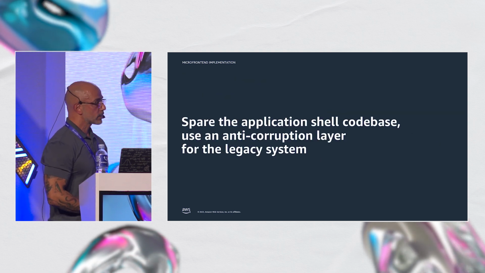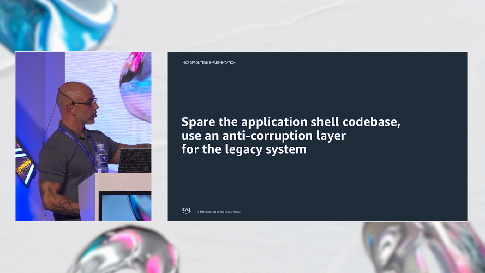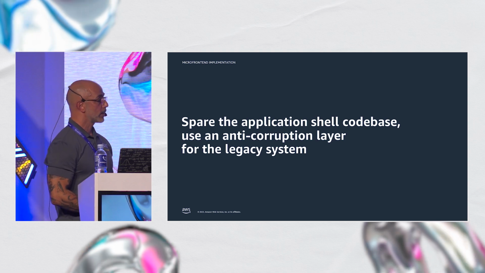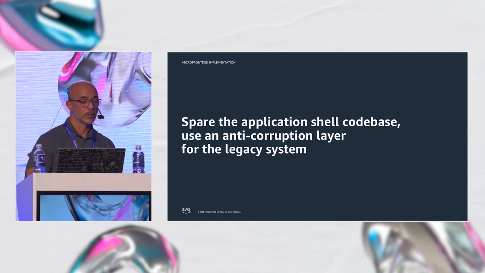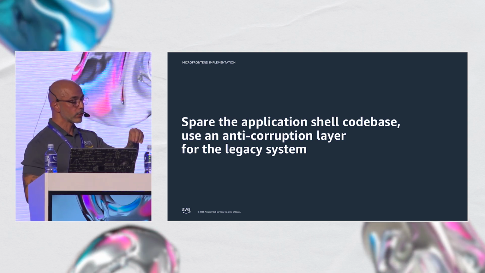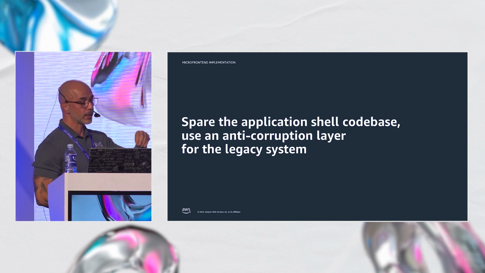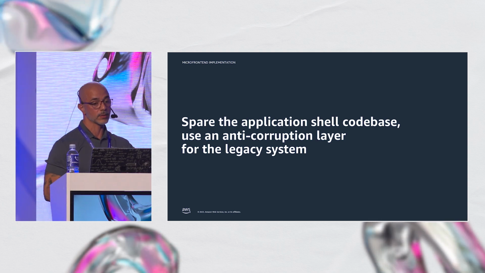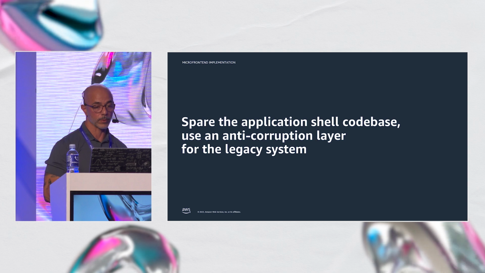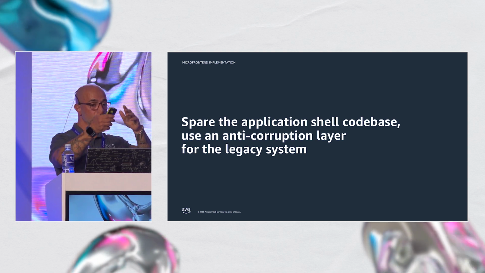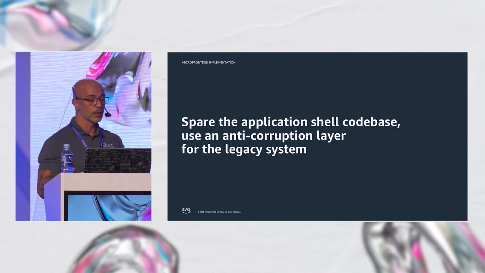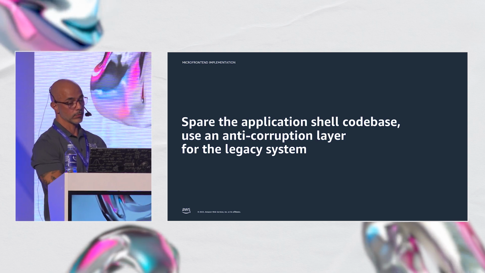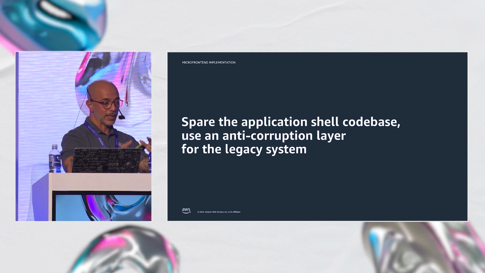So the lesson of this specific example to be learned is you want to spare the application shell code base. So don't pollute the shell code base because you have the necessity to deal with legacy code inside your company. But try to build anti-corruption, so abstraction layers around the legacy part, so that your new code, so your shell code base, stays clean.